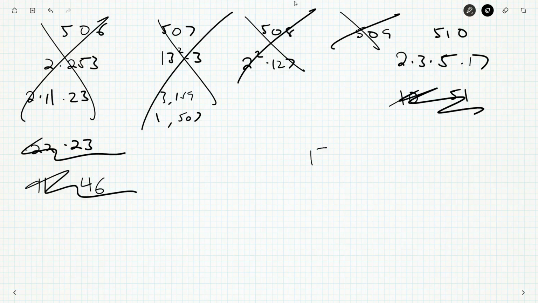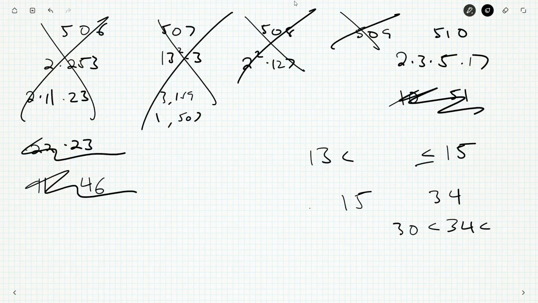So I've got to be bigger than 13. And 510 divided by 2 square rooted, I've got to be less than 15. Less than or equal to 15. So I could have 15 and 34. Those are relatively prime. And 30 is less than 34 is less than 45. So this works, and the answer is C.